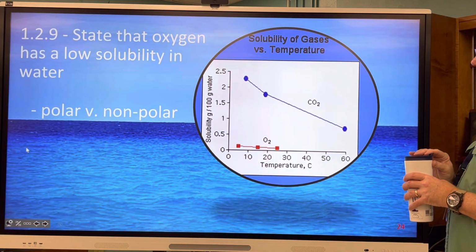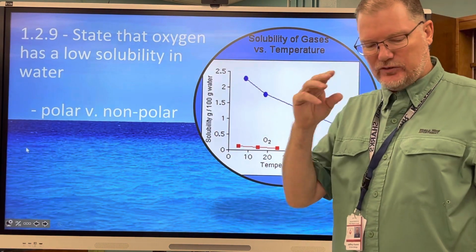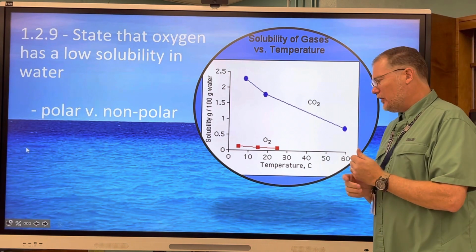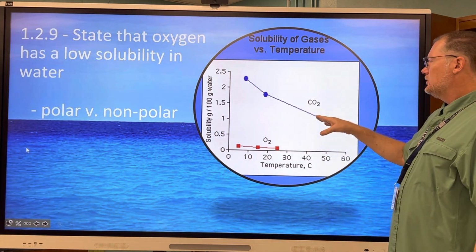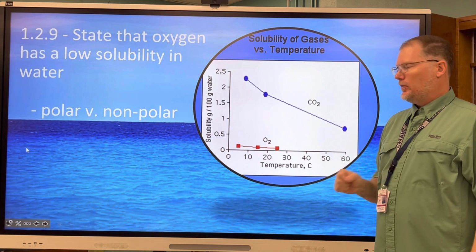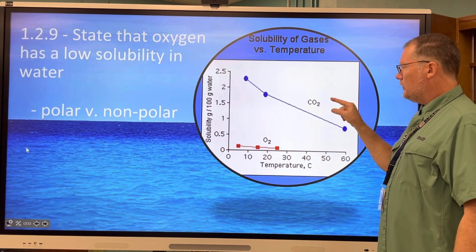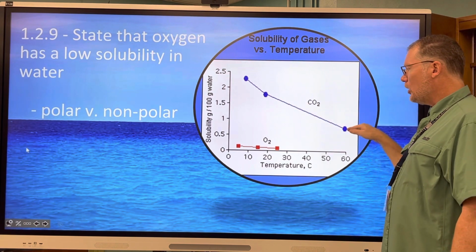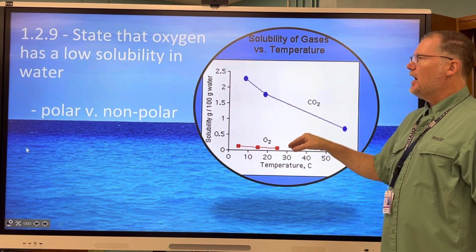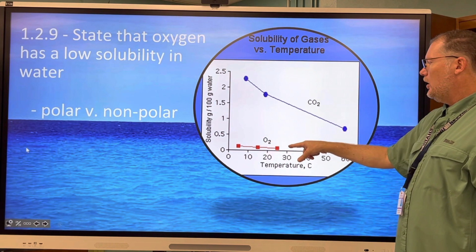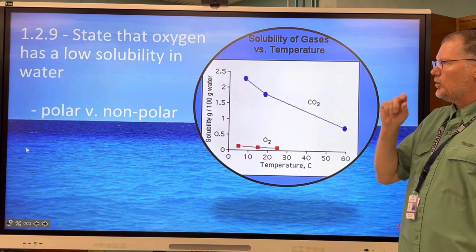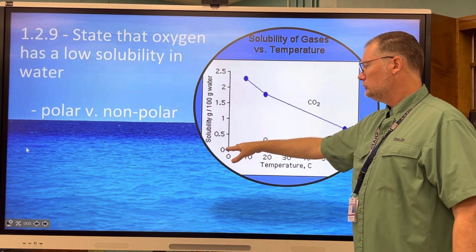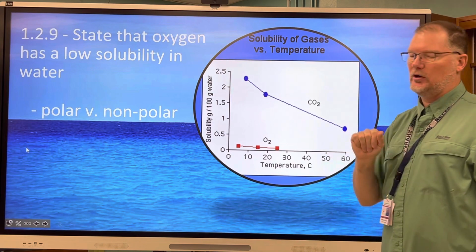So gases are the opposite of solids when it comes to dissolving. The higher the temperature, the less soluble they are. As the temperature of the water increases, the carbon dioxide is going to leave the water. Less carbon dioxide, less oxygen. But oxygen is not as greatly affected as carbon dioxide. It still has a low solubility overall, low solubility overall compared to carbon dioxide.